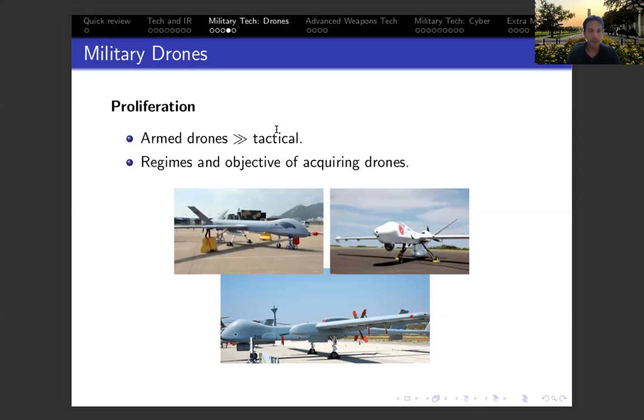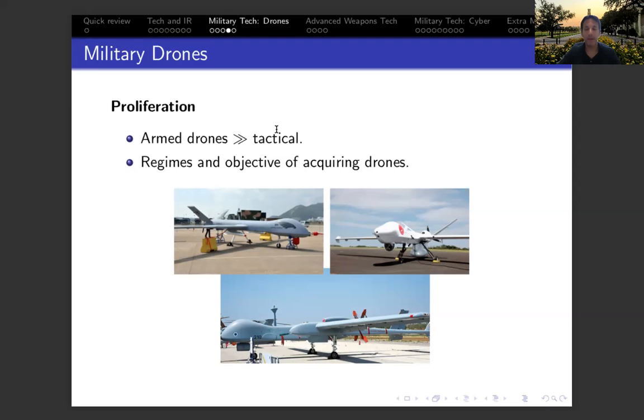For dictators, the motivation to acquire those types of drones is mostly about having more central control over the use of force. So again, both types of countries try to acquire more of the armed types of that technology, but the motivation is different.